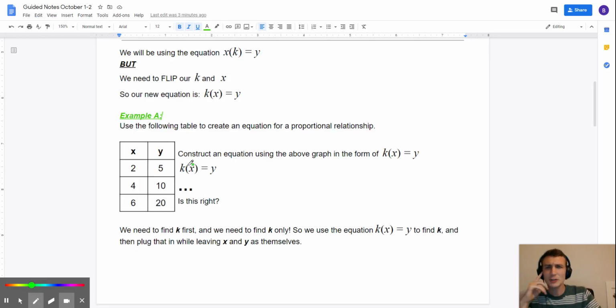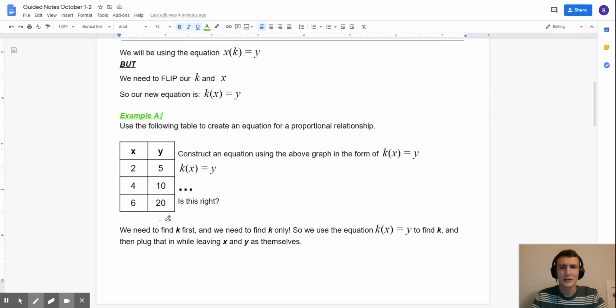So let's go ahead and try this out. Now, I have right here x, 2, 4, 6, and y's of 5, 10, and 20. The 2 and the 5 are connected, the 4 and the 10 are connected, and the 6 and the 20 are connected. Now, some of you might be thinking, oh, well, I have an x right here and a y right here, so I just plug in x and y.